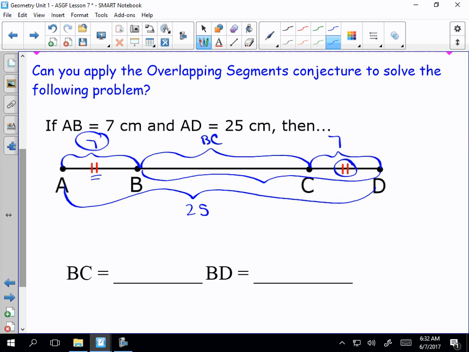The entire distance from A to D is 25. So if we do 25 minus the 14, we now know our BC length. We've taken the 2 end pieces that are equal to each other away from the total distance of 25, and that gives us our BC distance of 11. And now that we have every piece accounted for, we just add up the pieces: BD is BC plus CD equals the total distance of BD.